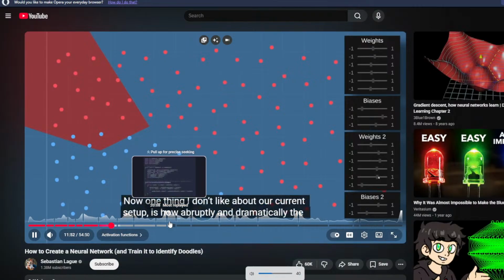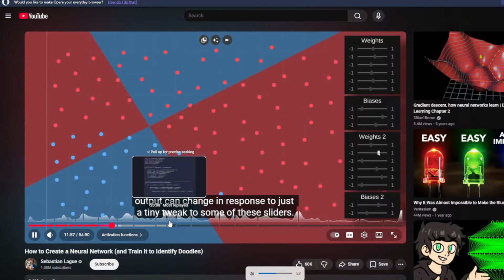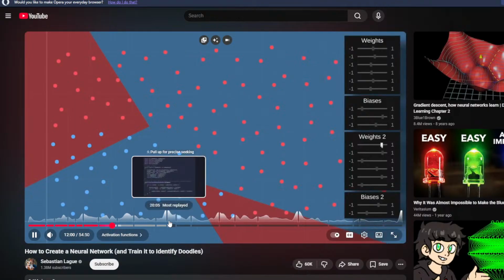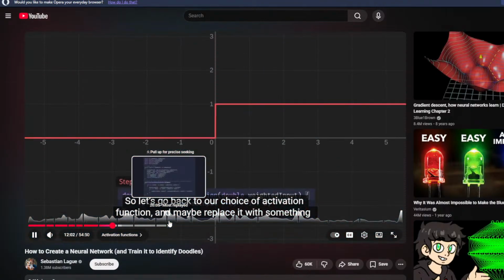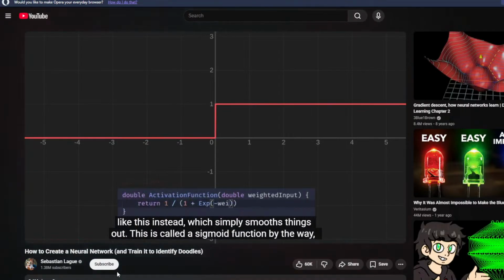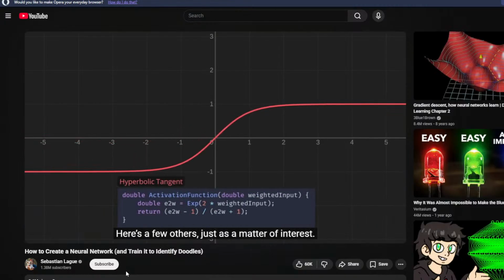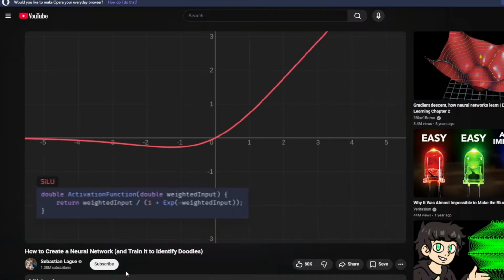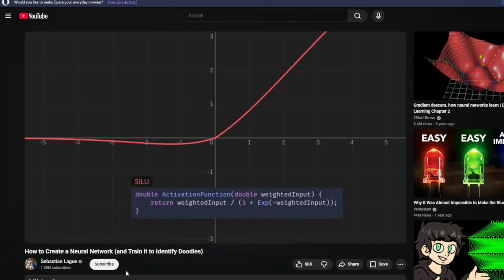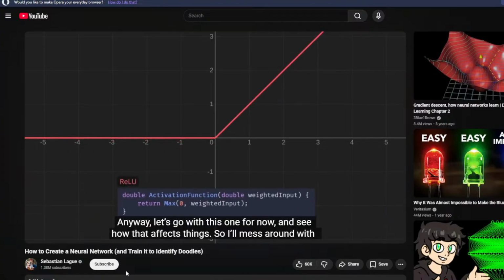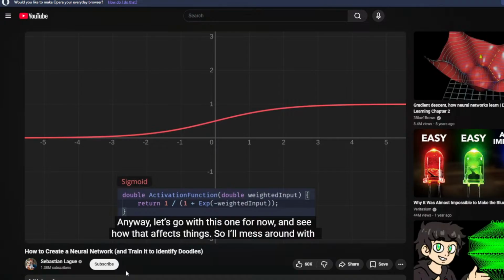Now, one thing I don't like about our current setup is how abruptly and dramatically the output can change in response to just a tiny tweak to some of these sliders. So let's go back to our choice of activation function and maybe replace it with something like this instead, which simply smooths things out. This is called a sigmoid function, by the way, and it's just one of many different functions people have experimented with for neural networks. Here's a few others, just as a matter of interest. Anyway, let's go with this one for now and see how that affects things.